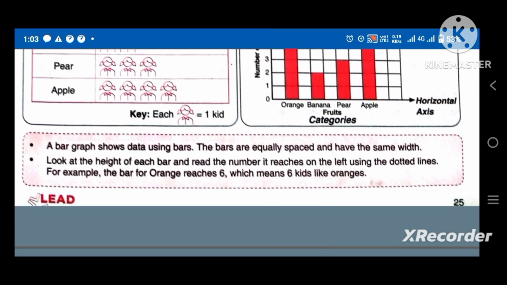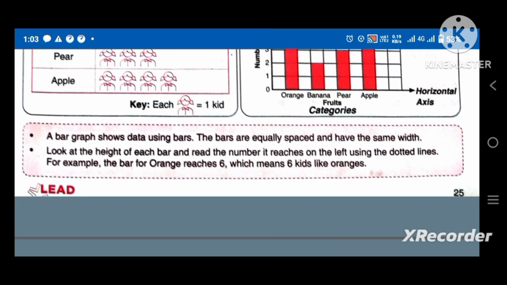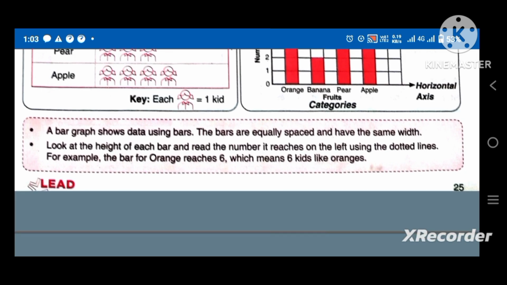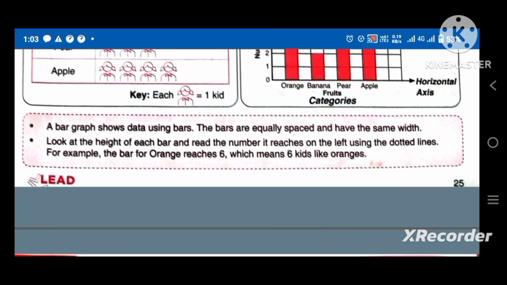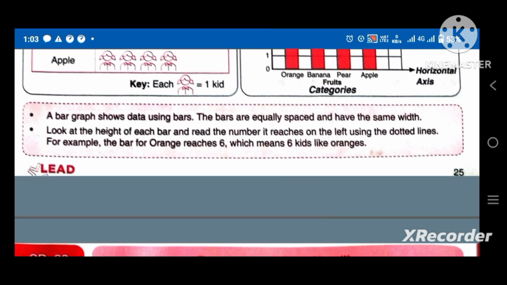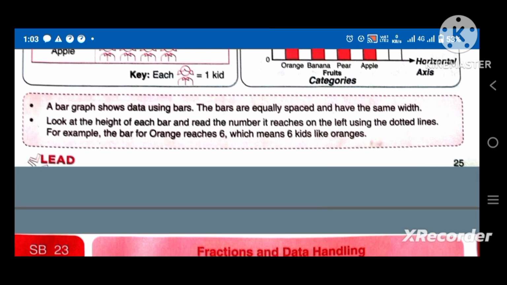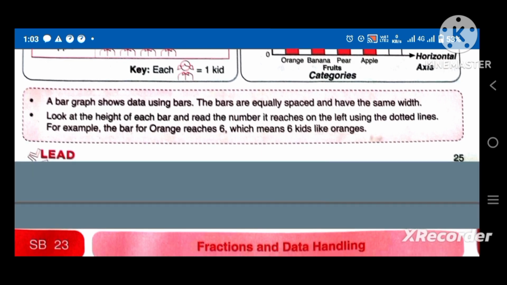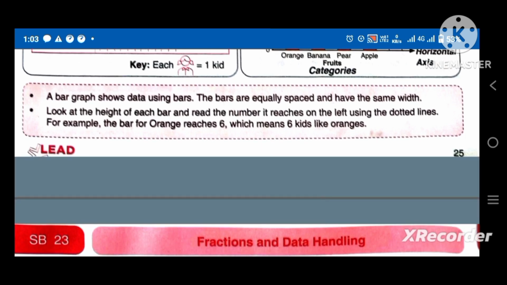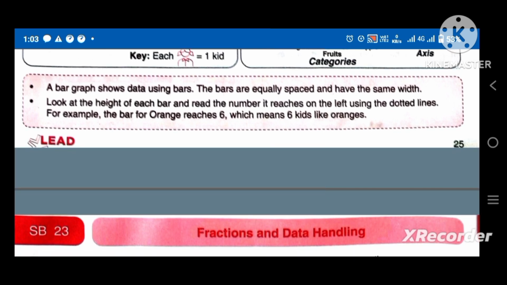A bar graph shows data using bars. The bars are equally spaced and have the same width. Look at the height of each bar and read the number it reaches on the left using the dotted lines. For example, the bar for orange reaches 6, which means 6 kids like oranges.